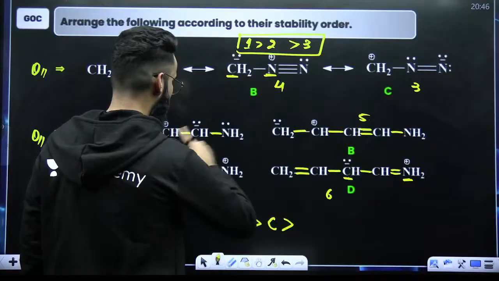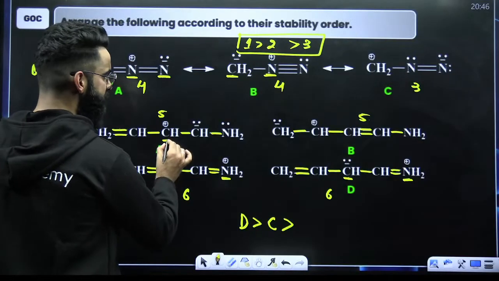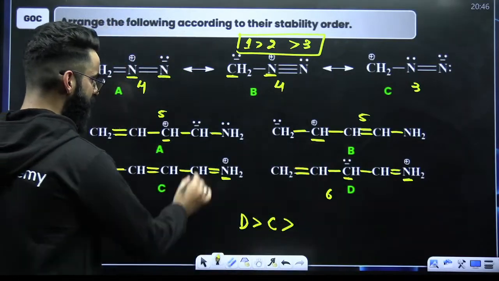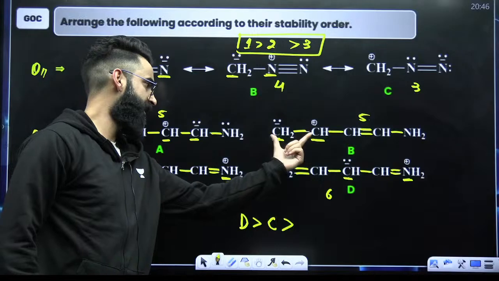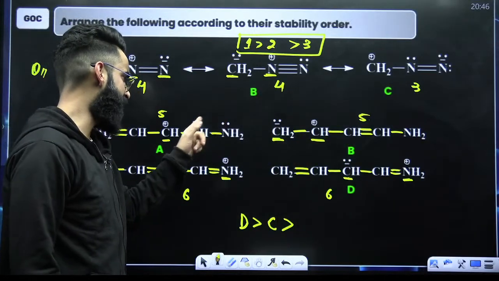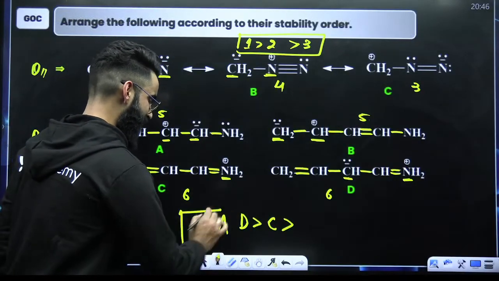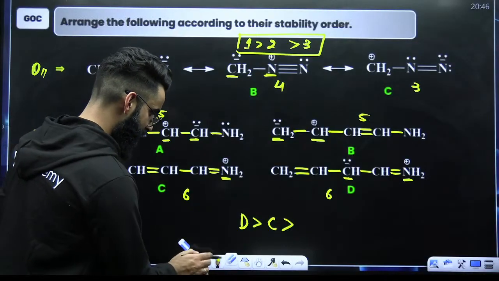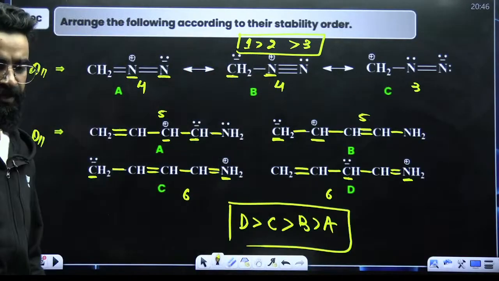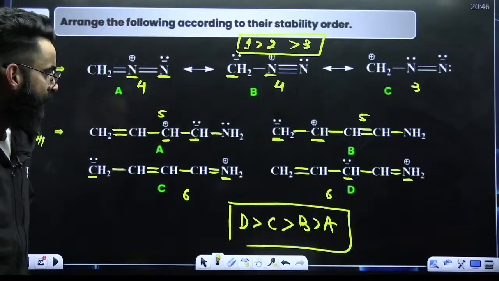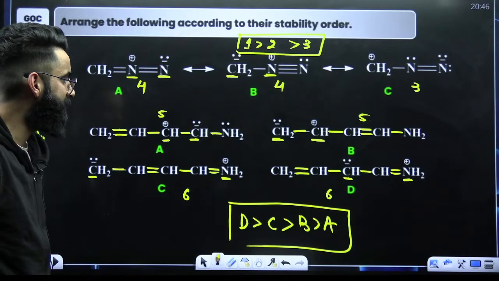Then comes your C. Now among A and B, bonds are same. Now see, carbon carrying positive, here carbon is carrying positive. Perfect. Carbon carrying negative, perfect. But if you see, this is lone pair negative. Repulsions mean less stable. So B would be more stable, followed by A. So this is going to be the order of the resonating structure stability over here. Correct, people? Is it clear to everyone?